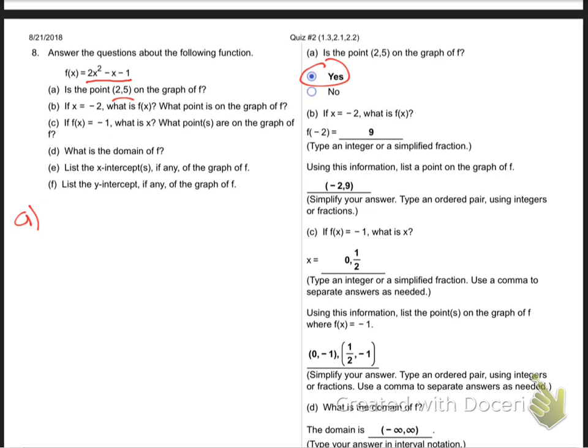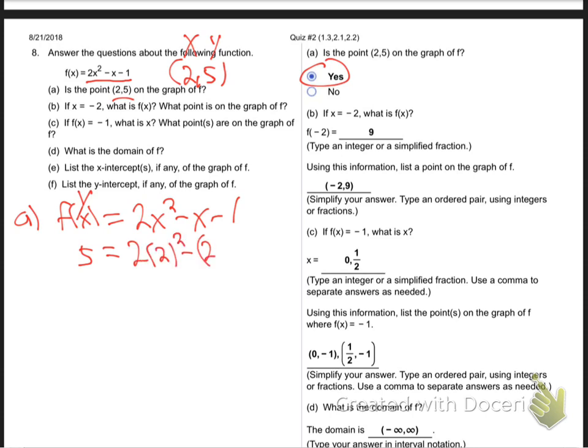So for part A, we take f of x equals 2x squared minus x minus 1. Remember, the f is the y. This is y over here. So if they're asking about the point 2, 5, they're saying when x is 2 and y is 5, does that work? So we put in y 5, x 2. Does this thing work? Is it true? This would be 2 times 4, 8 minus 2 minus 1. Yeah, 5 equals 5. Yes. So that's why it's yes. The point 2,5 is on the graph because it makes the equation true.